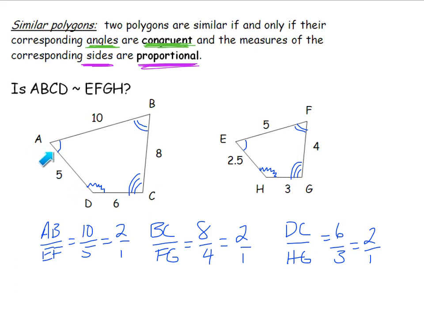The last side I have is AD, and I'm going to write it up here, AD compared to EH. And I've got 5 over 2.5, and of course it simplifies to 2 over 1. So since each and every one of these ratios simplified down to the same exact value, we knew that all of the sides of ABCD were proportional to the sides of EFGH. Since the angles were congruent and the sides were proportional, we knew that these two were indeed similar.